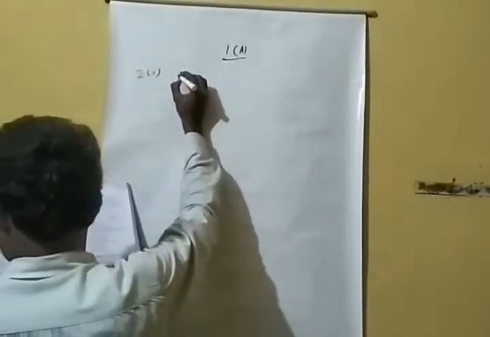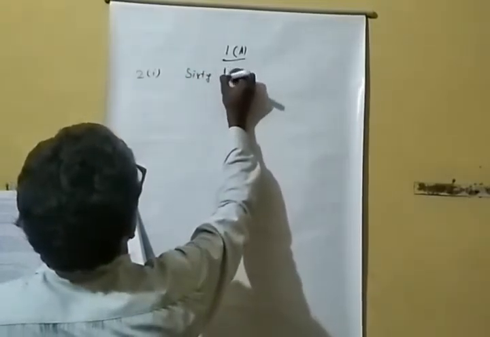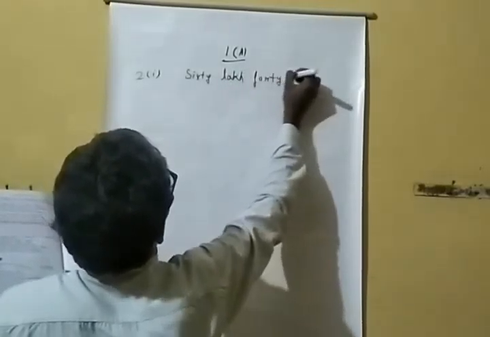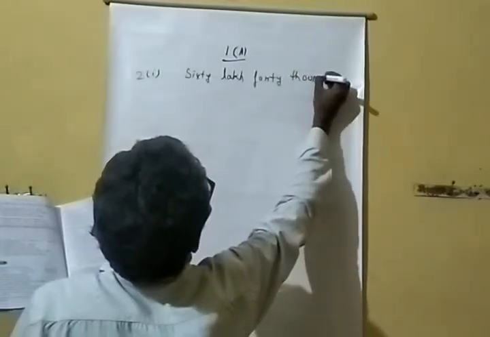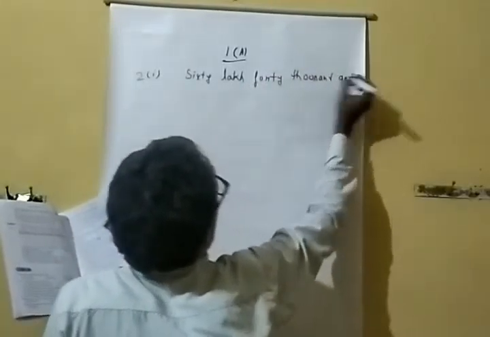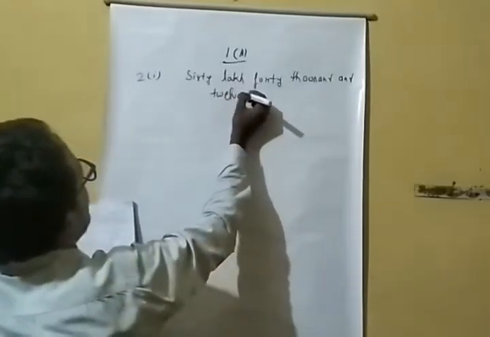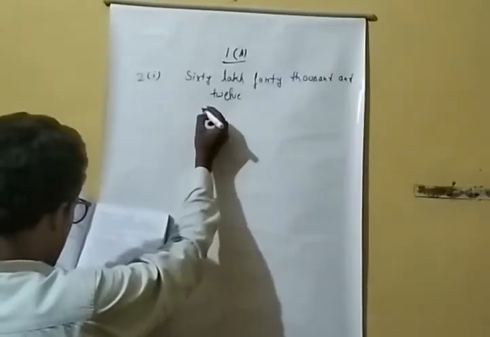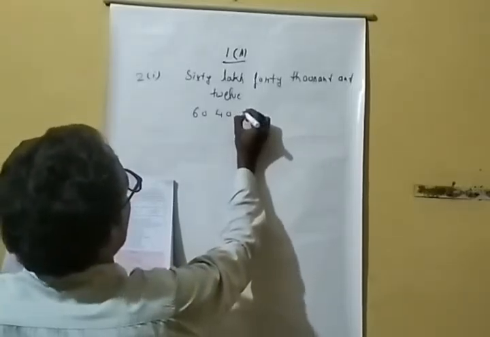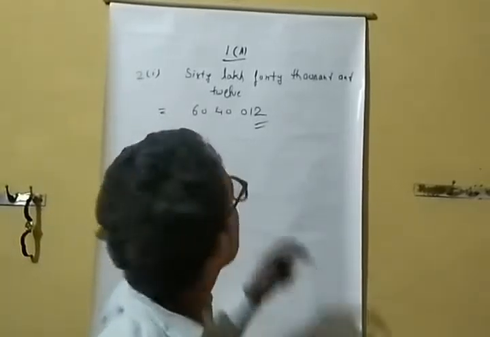The first question is 60 lakh 40,000 and 12. Sixty lakh 40,000 and 12. Here is the answer. This is the answer to your question.